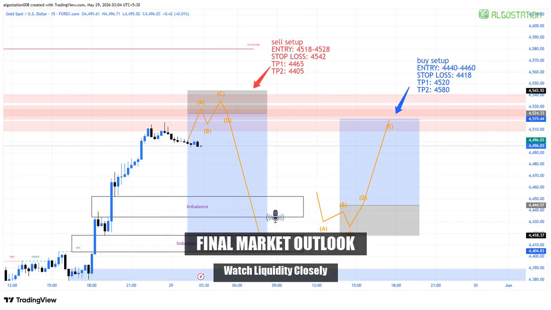Gold is currently sitting inside a critical institutional decision zone. Whether price sweeps higher first or retraces into demand, liquidity will determine the next expansion move.